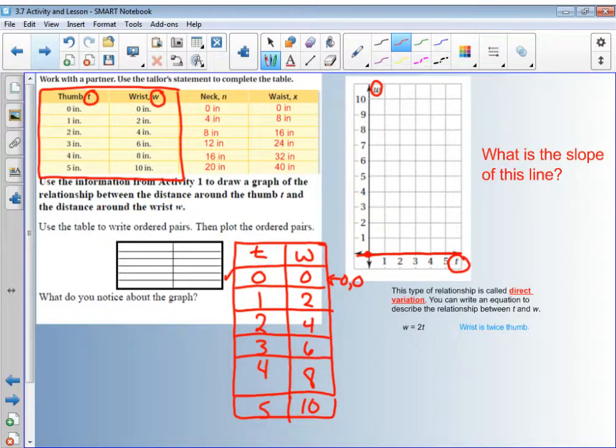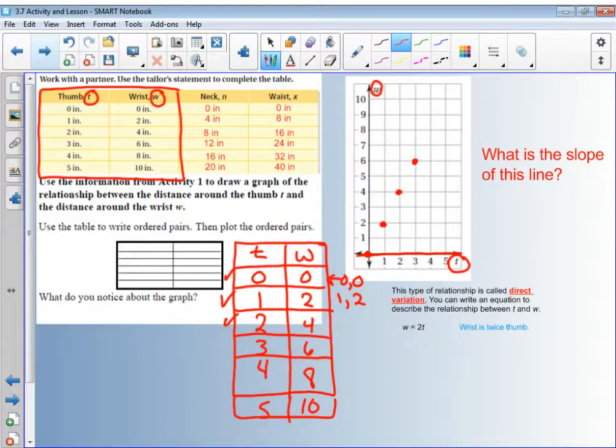Okay, our next one would be 1, 2. So over to 1, up to 2, put a dot. Okay, so that one's plotted. The next one, over to 2, up to 4. And then 3, 6, over to 3, up to 6.